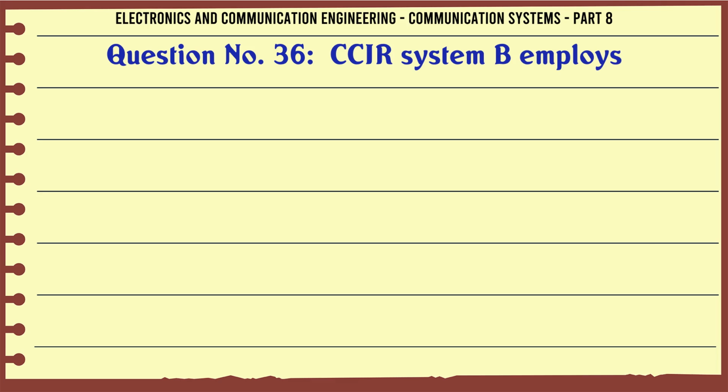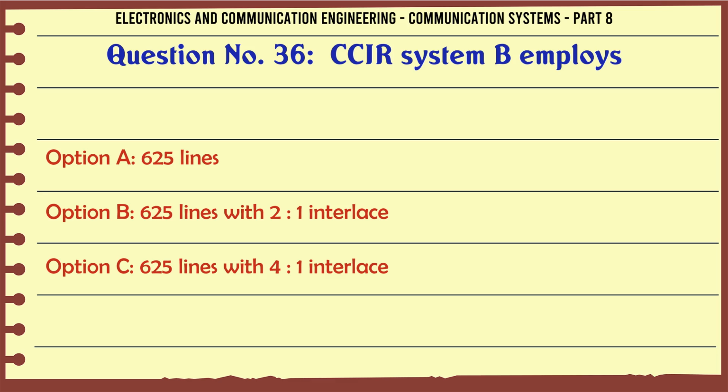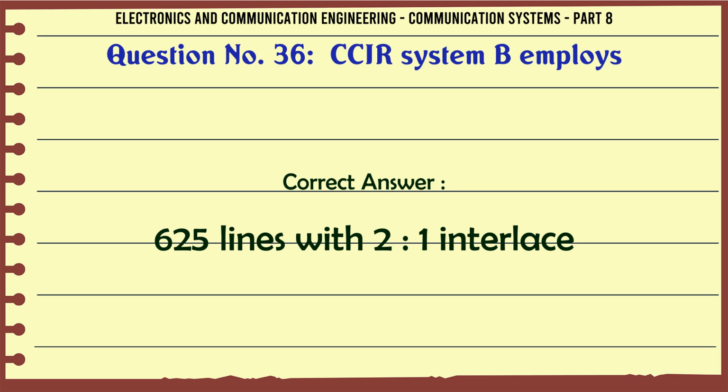CCIR system B employs A. 625 lines, B. 625 lines with 2-1 interlace, C. 625 lines with 4-1 interlace, D. 500 lines with 2-1 interlace. The correct answer is 625 lines with 2-1 interlace.